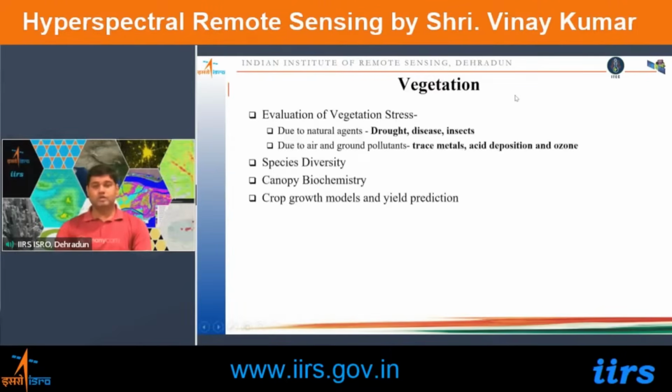For vegetation, it is normally used for evaluating vegetation stress due to natural agents, drought, disease, insects, and due to air and ground pollutants like trace metals, acid deposition and ozone. Species diversity mapping can be done, crop canopy biochemistry can be done, and crop growth models and yield prediction can be done through hyperspectral data.